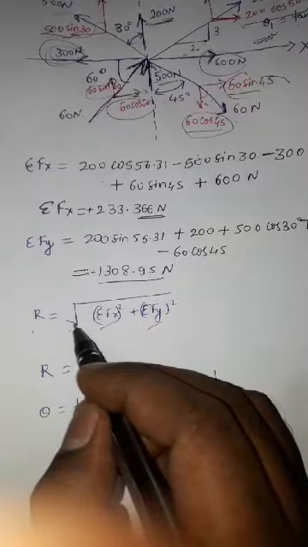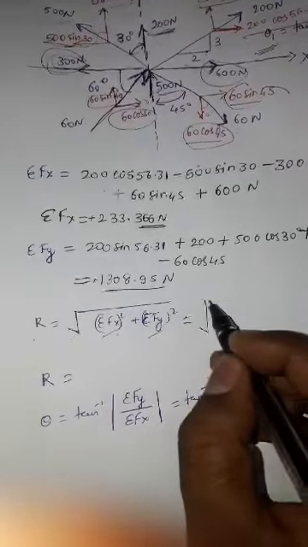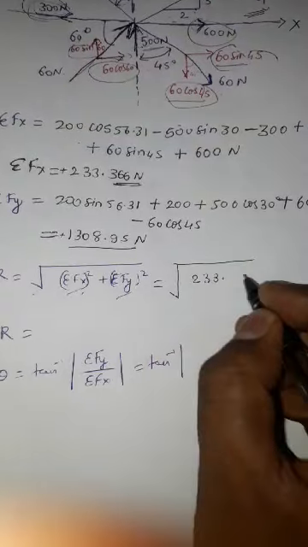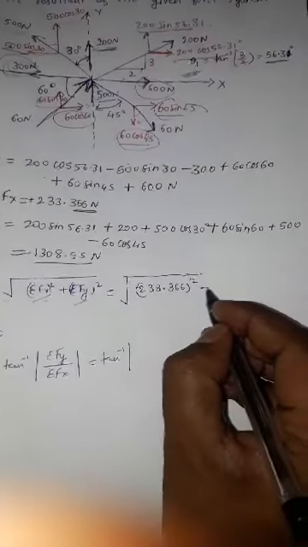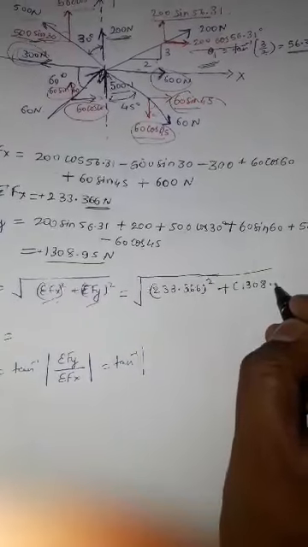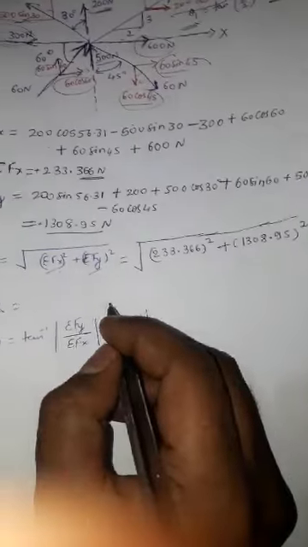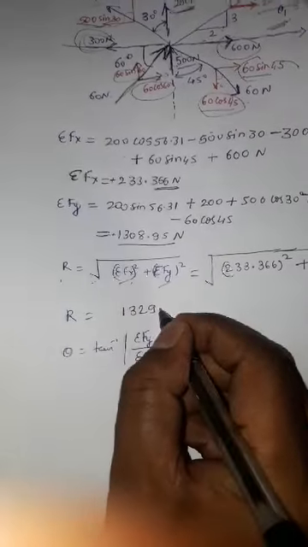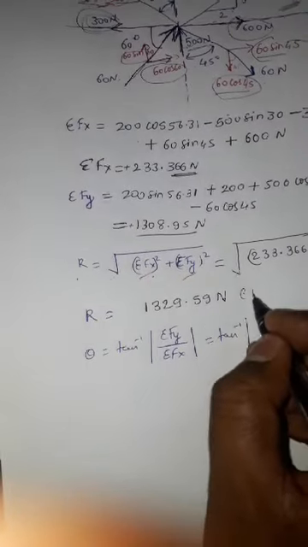The resultant formula I know: R equals root of summation Fx square plus summation Fy square. Now I am putting the values here. Summation Fx, 233.366 square. Summation Fy I am writing here, 1308.95 square. After doing the calculation, I will get the resultant value as 1329.59 Newton. This is the magnitude.